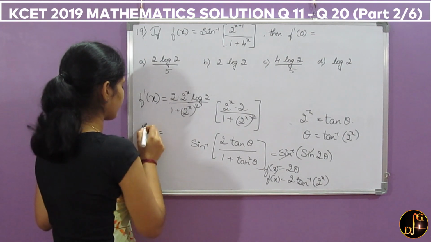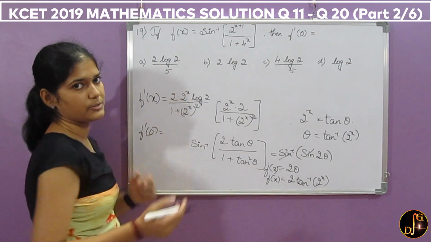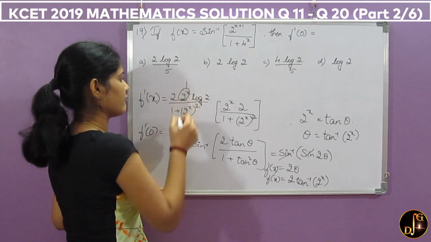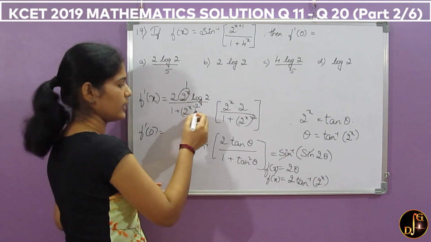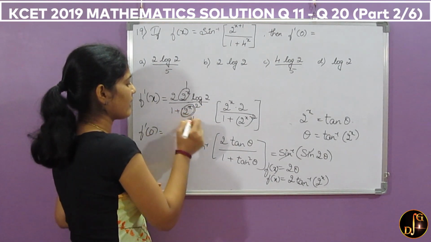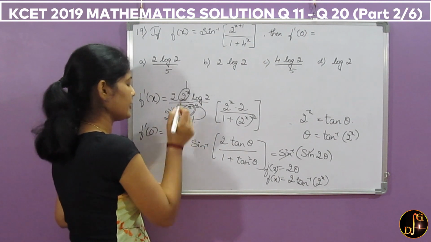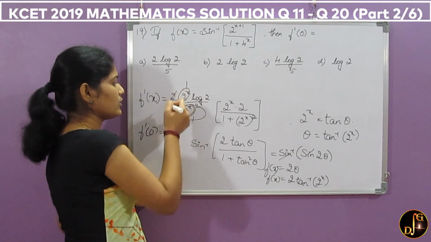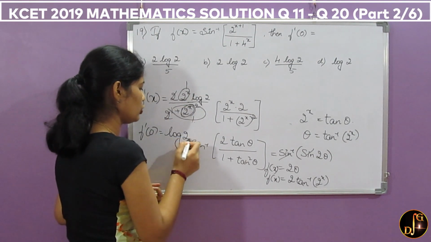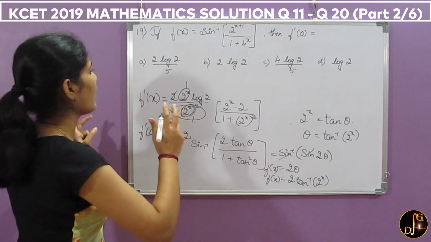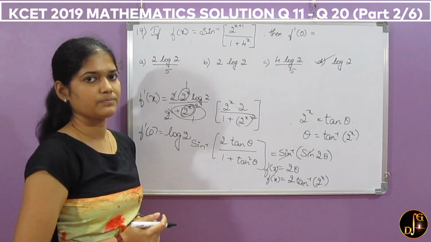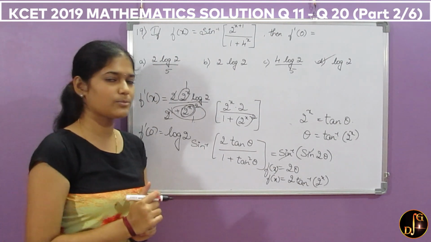Now we will find f dash of 0. That means we have to substitute 0. If we substitute 0 here, 2 power 0 will be 1. And if we substitute 0 here, this will also be 1, and 1 square is 1 only. Adding 1 plus 1, it will be 2. Then 2 get cancelled. The answer is just log 2. Right? We have option D, log 2. So this is the correct answer. Now let's move on to the next problem.